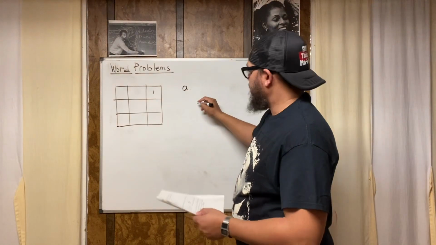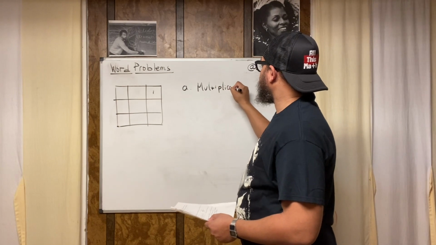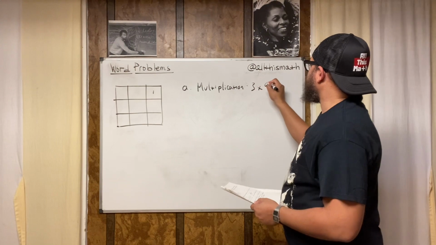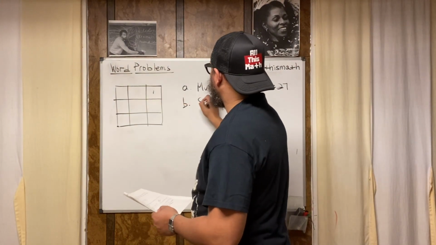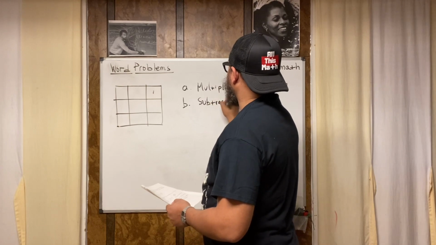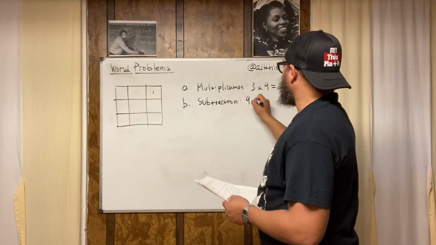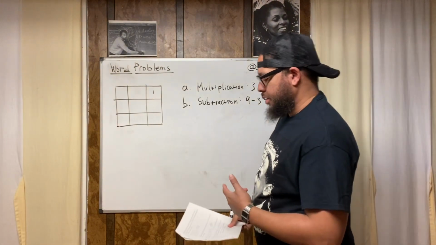Choice A is multiplication, which says 3 times 9 equals 27. Choice B is subtraction, which says 9 minus 3 equals 6. So let's talk about this.